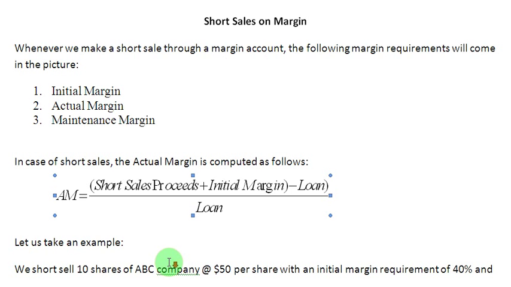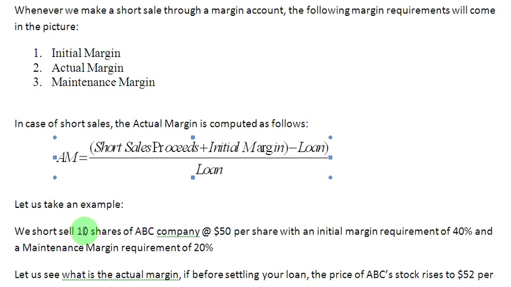Let us take a small example to demonstrate the procedure. Let us say we short sell 10 shares of ABC company at $50 per share. The initial margin requirement is 40% and the maintenance margin requirement is 20%. What this means is that before we go ahead with the short sale, we need to earmark 40% of $500 as initial margin for the short sale.